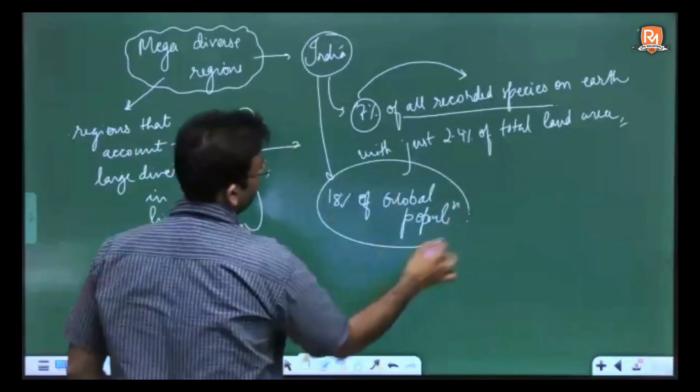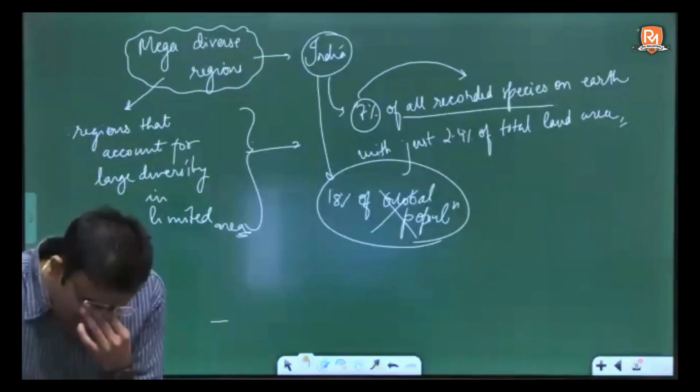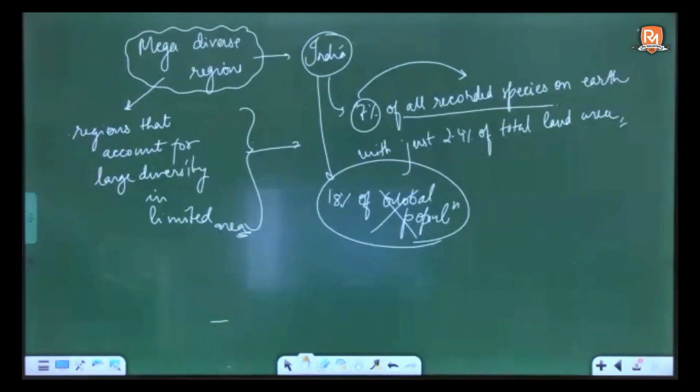That is an additional factor, not to be related there. But India is known as a mega diverse region because India has a very limited land area but a very high biodiversity. Almost 7% of all recorded species on Earth are found in India, with just 2.4% of the total land area on Earth. This is the beauty of India as a mega diverse region. Right, let's go ahead.